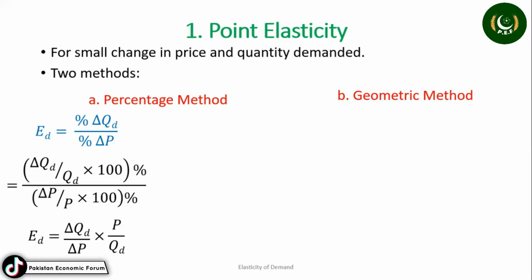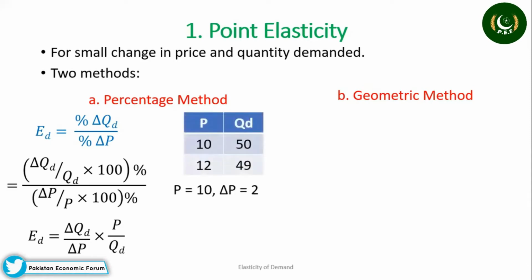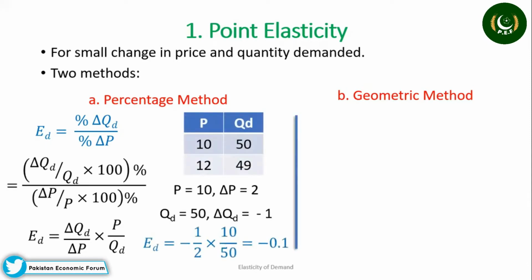Let's apply this formula on an example. Here we assume that price increased from 10 to 12 and quantity demanded decreased from 50 to 49. Hence, the change in price, which is final value minus initial value, is 2 and the change in quantity is minus 1. Putting these values in the formula and simplifying, we have elasticity equal to minus 0.1.